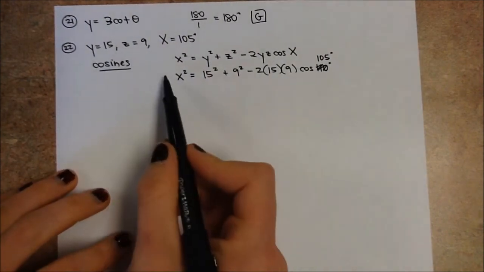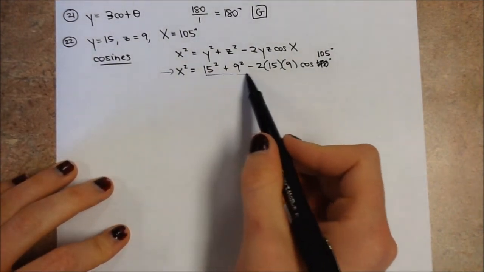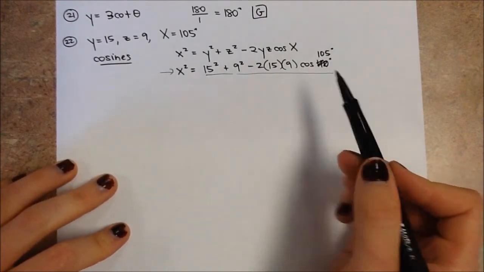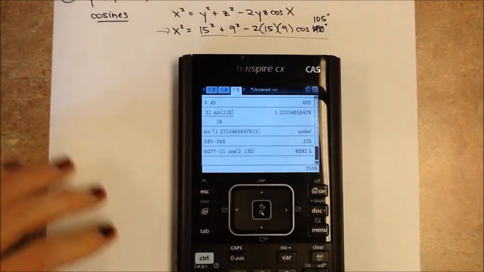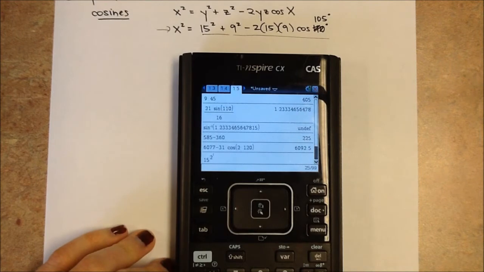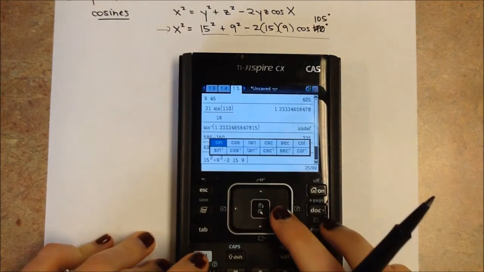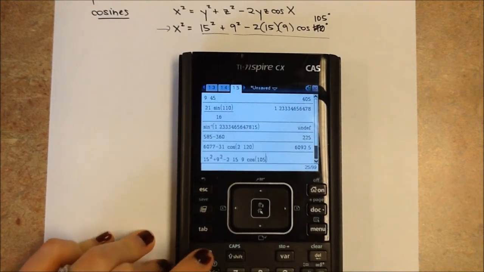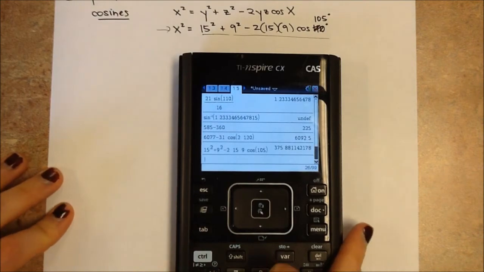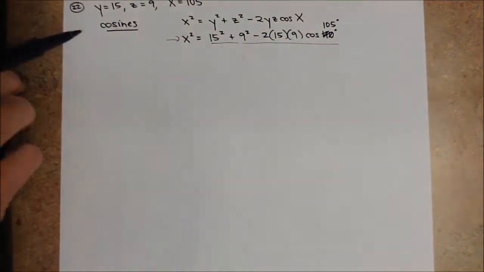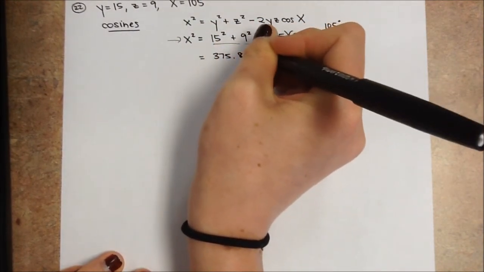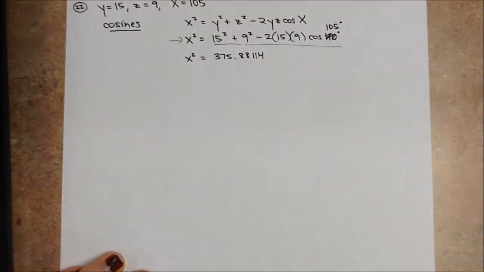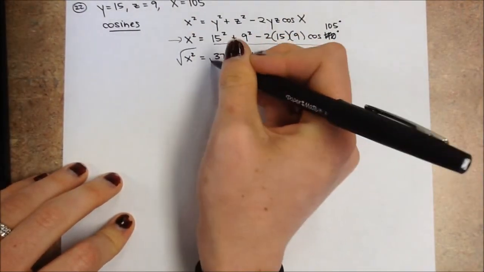Okay, so if you're solving for the side like this, plug this whole thing straight into your calculator. I had people that were trying to kind of simplify it down little by little, and they ended up making mistakes that way. So just plug this whole strand right in. 15 squared plus 9 squared minus 2 times 15 times 9 times the cosine of 105. Okay, so we get that 375, and then kind of keep all the decimal places. So x squared equals 375.88114. That's an x squared. Because you're trying to get x, you're going to finish it off by square rooting both sides.